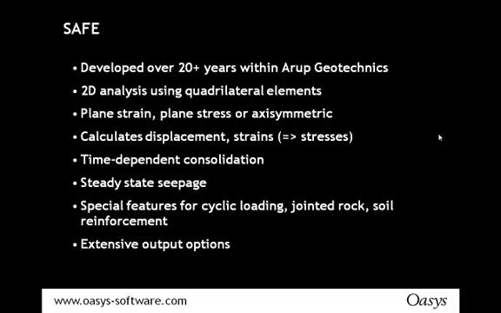Now, a quick introduction to SAFE is that it's been developed over 20 years with Arup Geotechnics. It's a 2D FE analysis using quadrilateral elements. It carries out plane strain, plane stress, and axisymmetric analysis. It calculates displacements, strains and stresses, and special features which show a more advanced analysis than FRU, features such as time-dependent consolidation, steady-state seepage, cyclic loading, jointed rock model, the application of soil reinforcement, specific material models such as the brick model, and extensive output options.